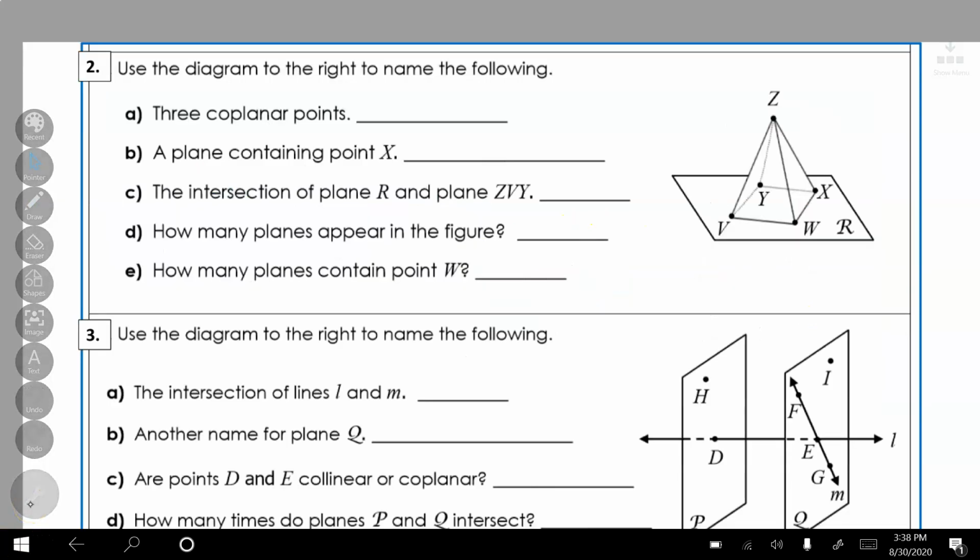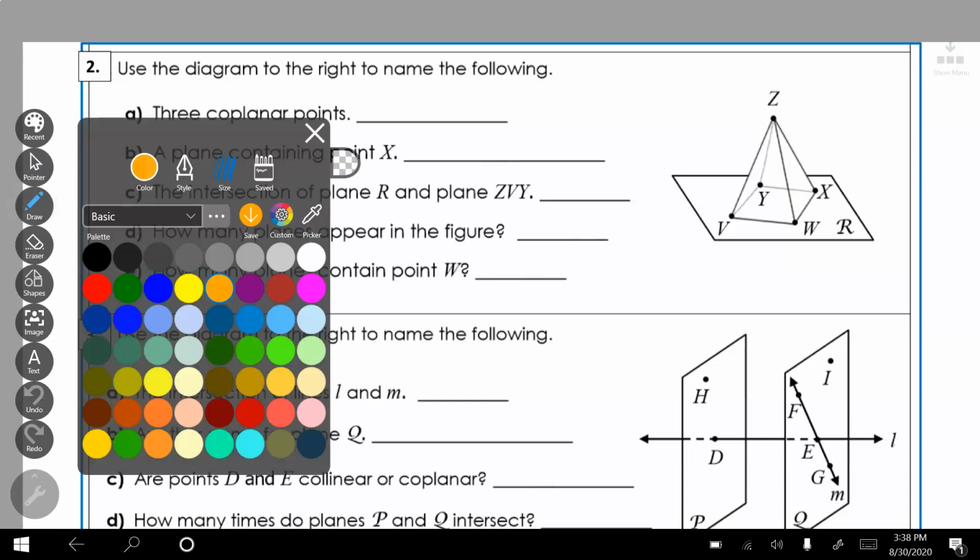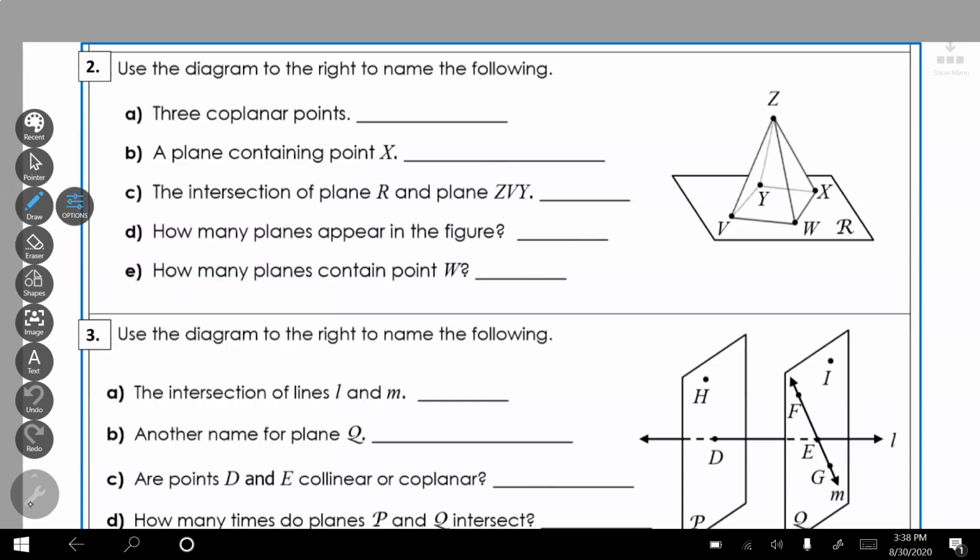So now we're going to use this diagram that has that flat surface, plane R on the bottom, and this pyramid on top of it. So name 3 coplanar points. Well, I could just name any 3 points on plane R, which would be V, W, X. Those are on plane R, but technically I could just name any 3 points. Doesn't matter. Any 3 points would make a plane. I could have done X, Y, and Z.